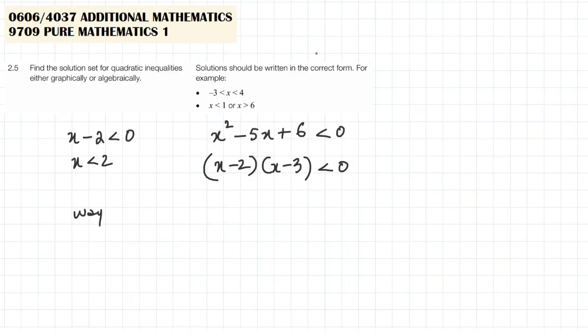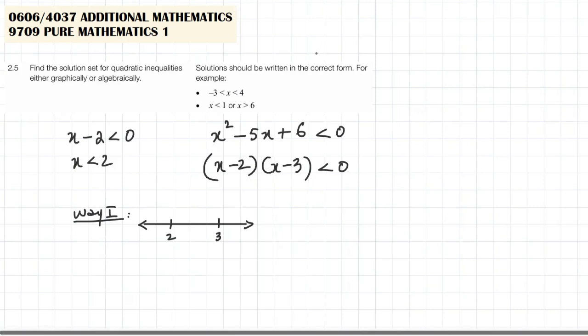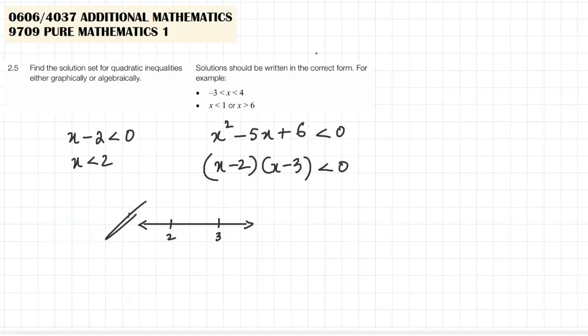Way one is you can make a number line and put the roots on the x-axis, like this is a 2 and this is a 3. And then decide, take any value which is below 2, take any value which is above 3, or take any value which is within 2 and 3 to decide which region to pick. But I prefer the parabola way. So when you have the roots from the factors, sketch a parabola like this, okay? And then decide on the basis of this.